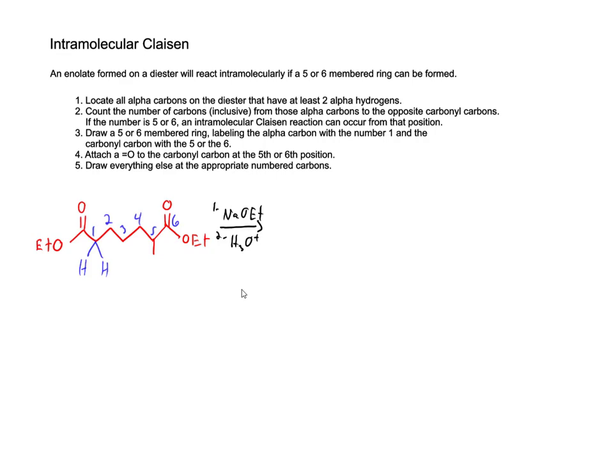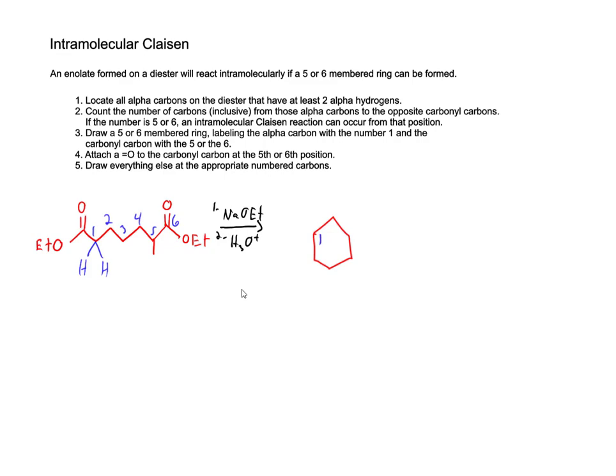So now what we're going to do is draw a 5 or 6 membered ring, in this case a 6-membered ring, labeling the alpha carbon with the number 1 and the carbonyl carbon with the 5 or the 6. Again, this time it is going to be a 6. So here's our 6-membered ring. And it doesn't matter what we call the 2. What's important is that we just know that this 1 is going to be in this upper left-hand side.